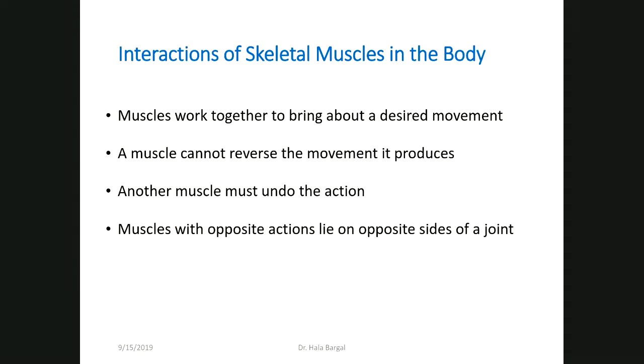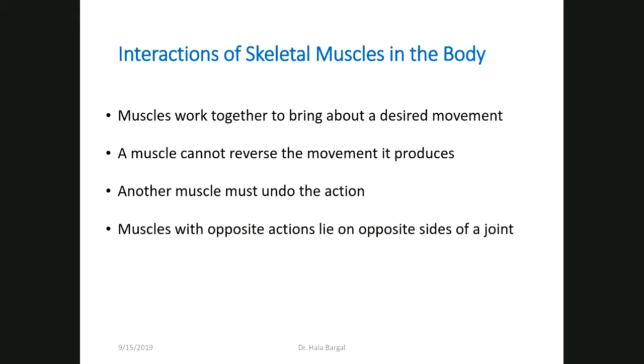Muscles work together to bring about a desired movement, right? These are rules. Muscles work together to bring about a desired movement, right or wrong? Muscle cannot reverse the movement it produces, right or wrong? We have a flexor and extensor. Another muscle must undo the action. This is a rule. The extensors group undo the action of the flexors group. Muscle with opposite action lies on the opposite side of a joint.